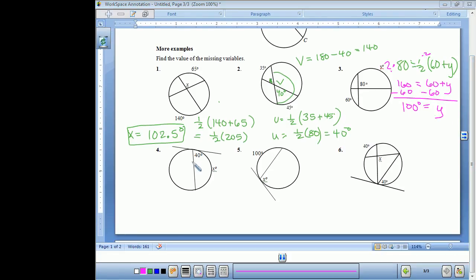Okay, so this one's kind of backwards of what we talked about. We said that half of the arc equals the angle. So if half of the arc equals the angle, then we ought to be able to double the angle to get the arc, right? So if I double 40, what do I get? 80.